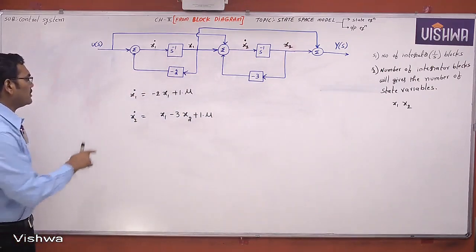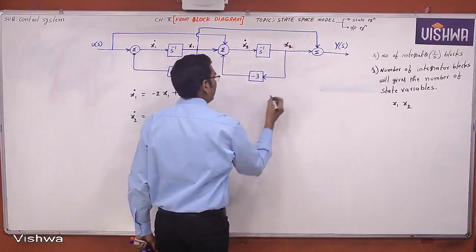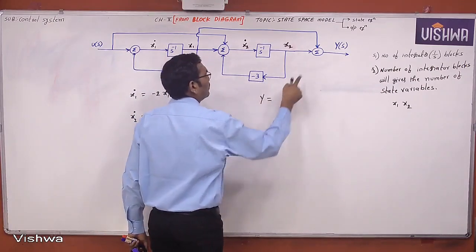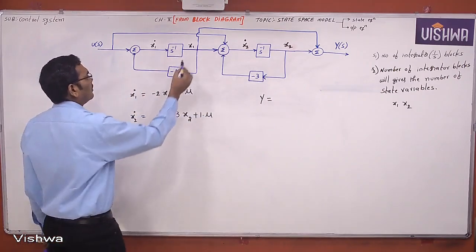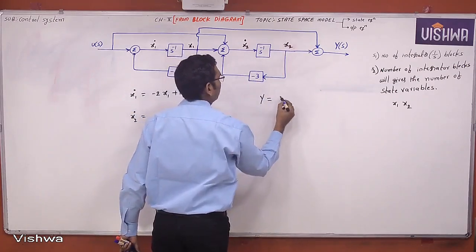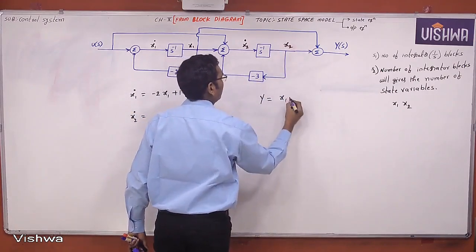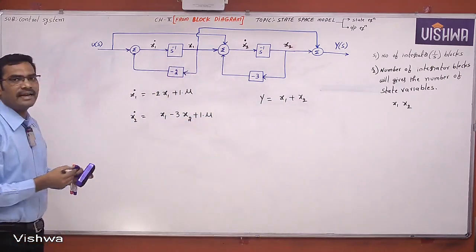Now see here, this is x1 dash and this is x2 dash. That's it. Now similarly y. What is y? What are the incoming branches towards y? See here, from here one person is coming, x1. Here one person is coming, x2. That's it. Over. So you can easily write the matrices now.